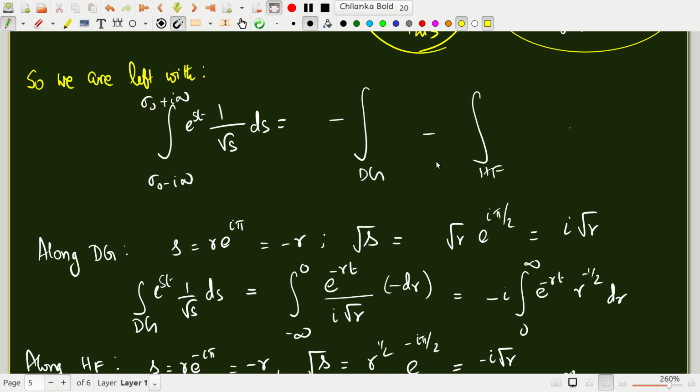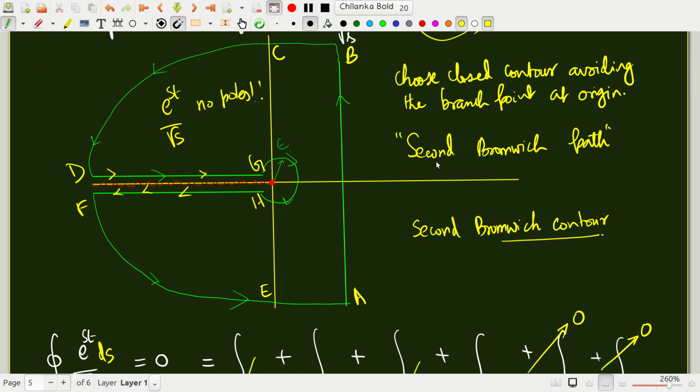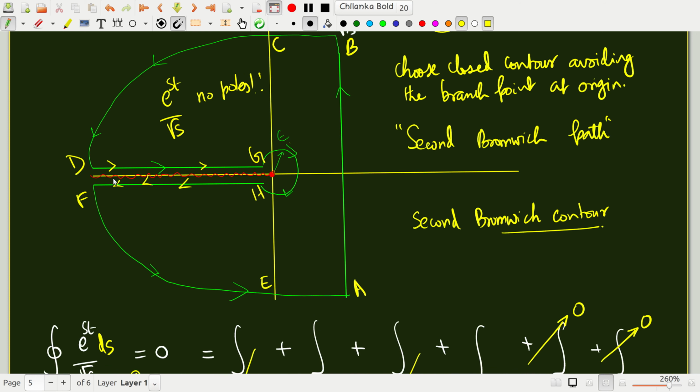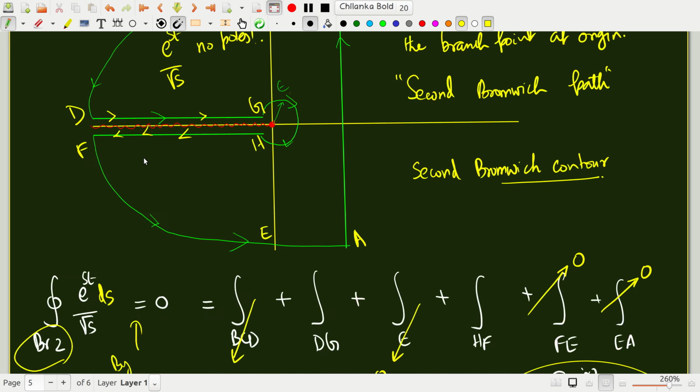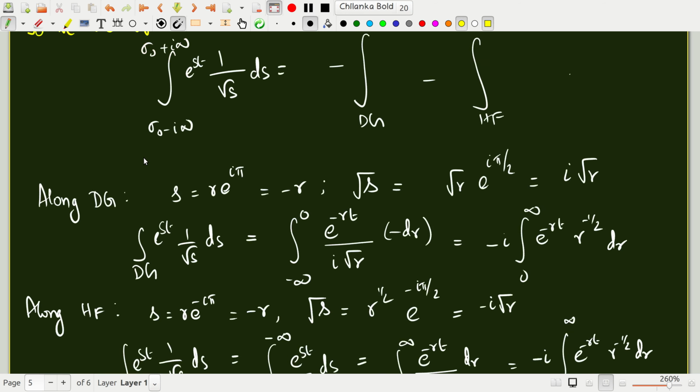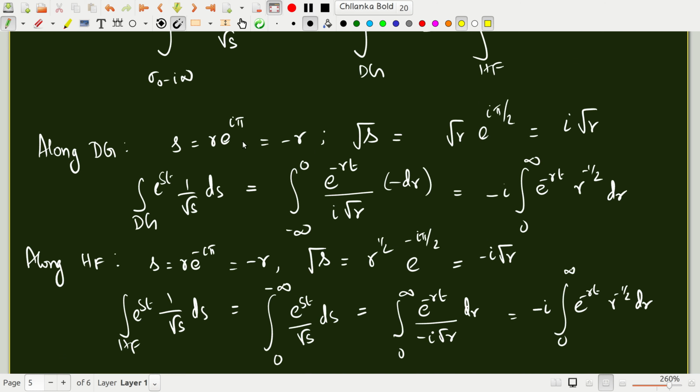So let's look at DG. DG is just a line just above the real axis, on the negative real axis, stretching from minus infinity to 0. So s is r e to the i pi, because the argument of s is pi, so it's minus r, where e to the i pi is cos pi plus i sin pi. Root s is root r, r is always real, remember, times e to the i pi by 2, and e to the i pi by 2 is simply i, so it's i root r.